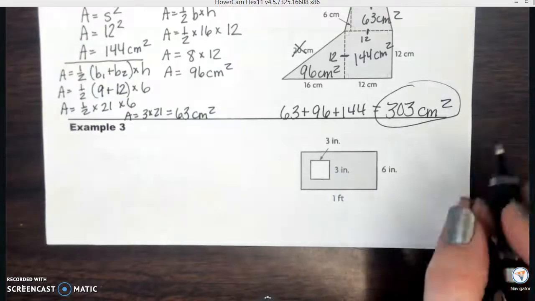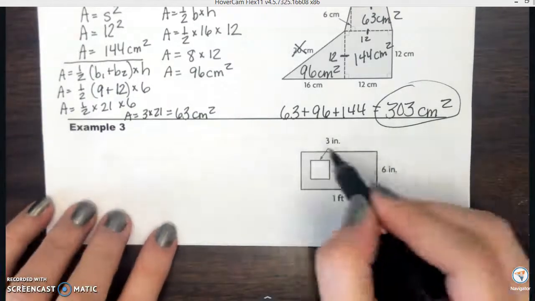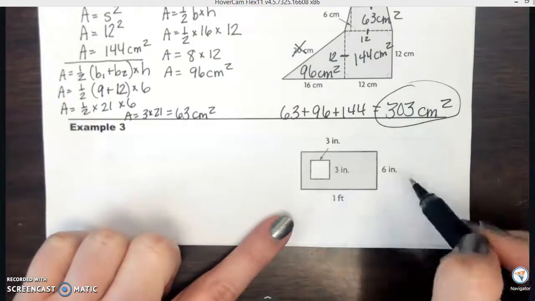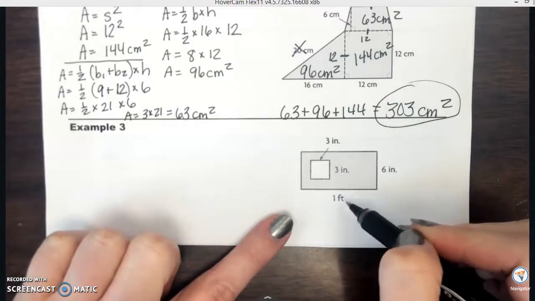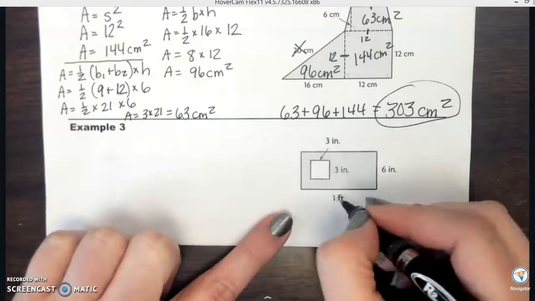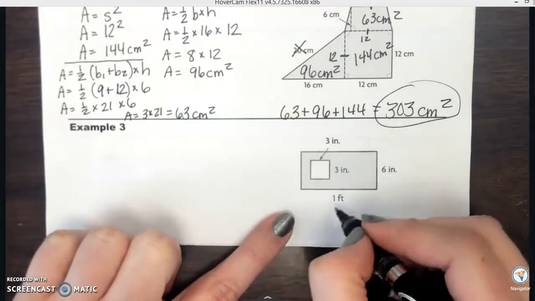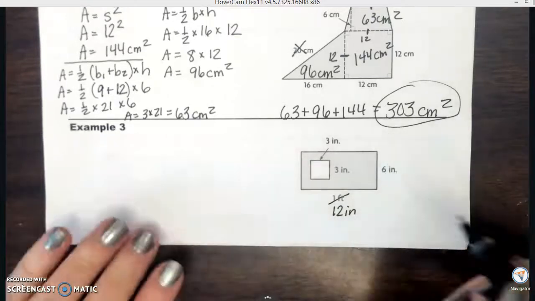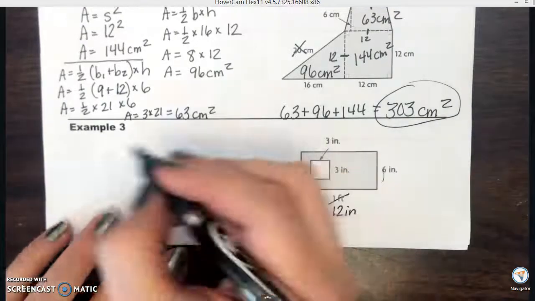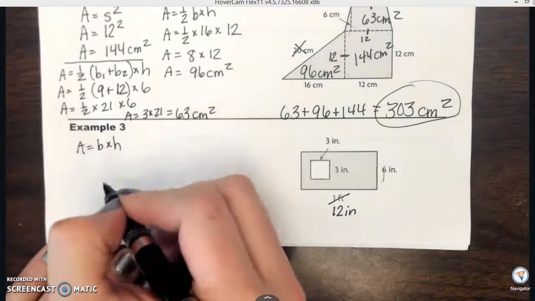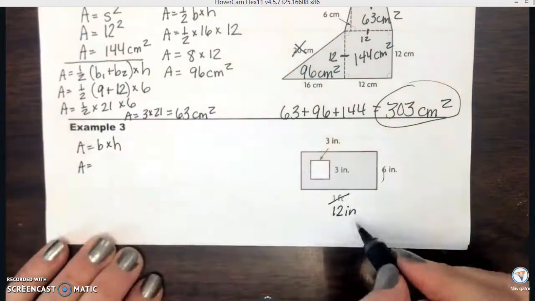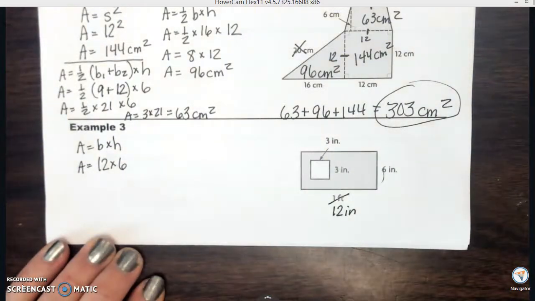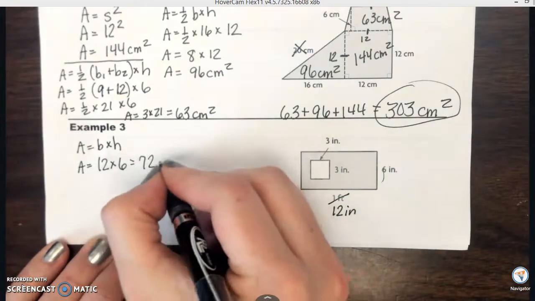So what we're going to do is start by finding the area of the whole parallelogram. Now, before I do that, I've just noticed something. Notice we have inches, inches, inches, feet. So before I do anything else, I need to take the 1 foot and convert it to inches. So I know that 1 foot is 12 inches. Now that we have the same units, let's find the area of this rectangle. So area equals base times height. So my base is 12 and my height is 6, which is 72 inches squared.